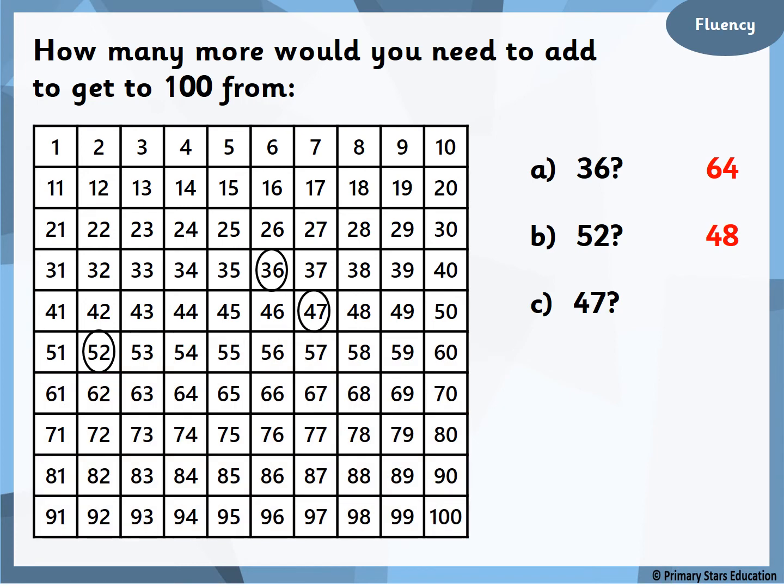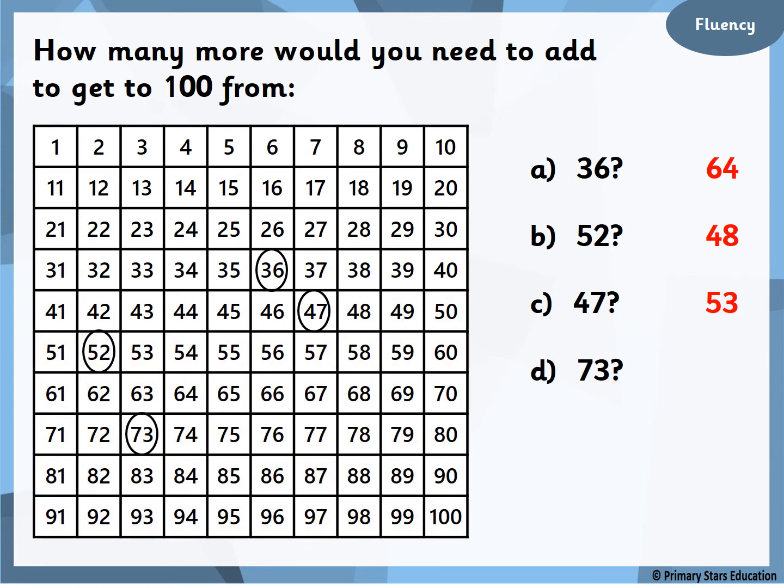Okay, next one, 47. How many ones do you need to make to get to the next 10, which is 50? And then how many more tens do you need to get to 100? Okay, hopefully you saw 3 ones and 5 tens, which is the number 53.